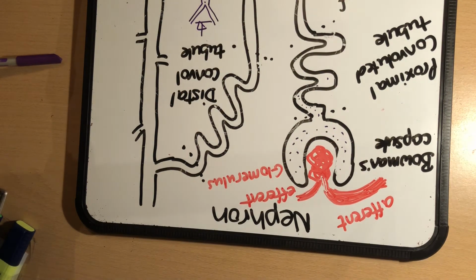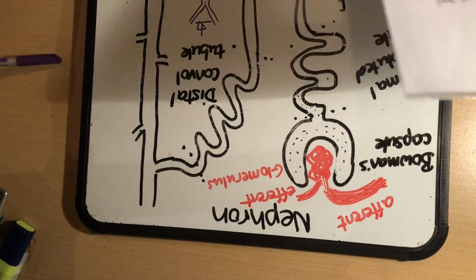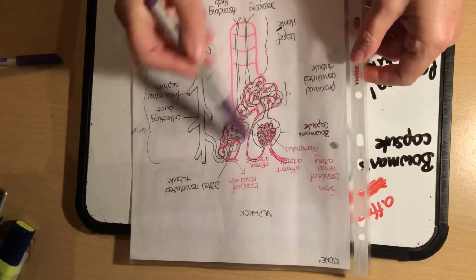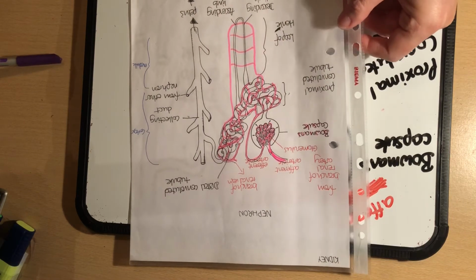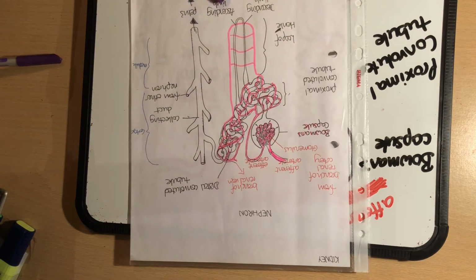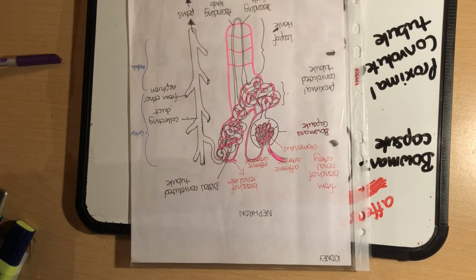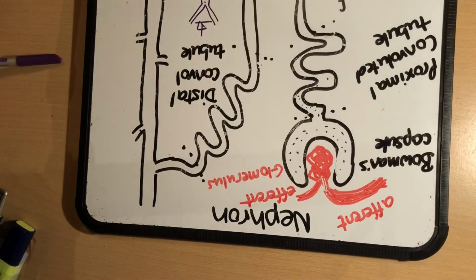So what I've done on my diagram, you'll see later, is I've actually shaded in the blood vessels to make them look different from the actual nephron. You could shade the nephron in yellow or something if you wanted, if you're bored, but I haven't got that bored yet. What about the other blood vessels?